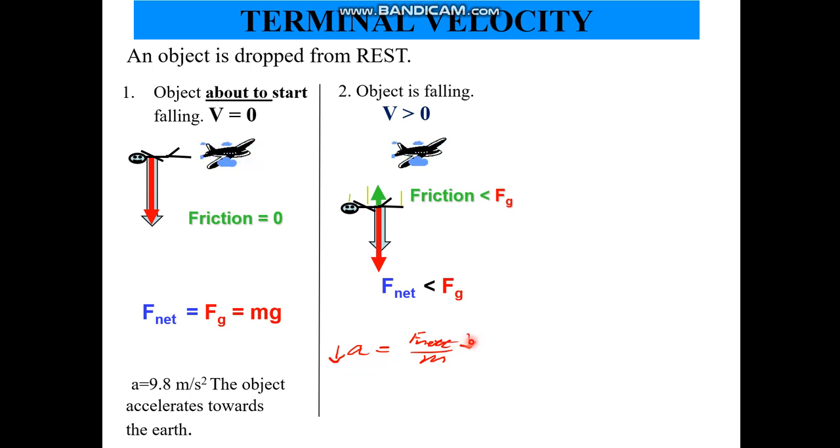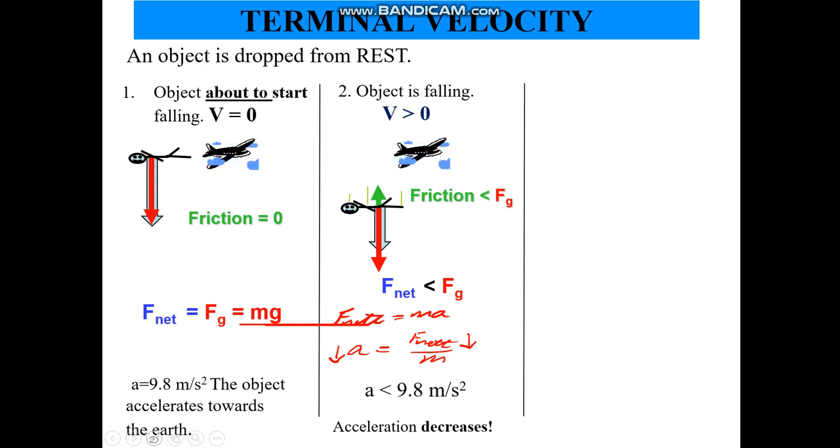And so because his F net has dropped a little bit, his acceleration will have dropped. His mass has stayed constant. And so his acceleration is now less than 9.8 meters per second squared. His acceleration has decreased because the net force on him has decreased, right? The formula that we've been working with is, of course, F net equals ma. Okay, so let's move on.